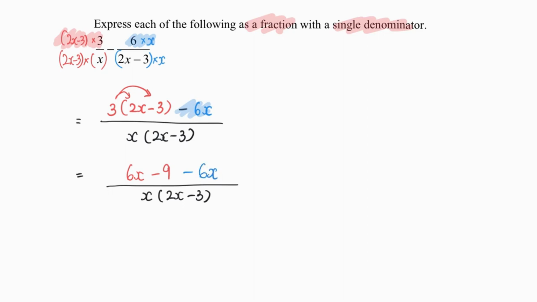So that the final answer would then be 6x minus 6x, 0, and I am left with a negative 9, and the whole thing is over x bracket 2x minus 3. And that will be the final answer to this problem.